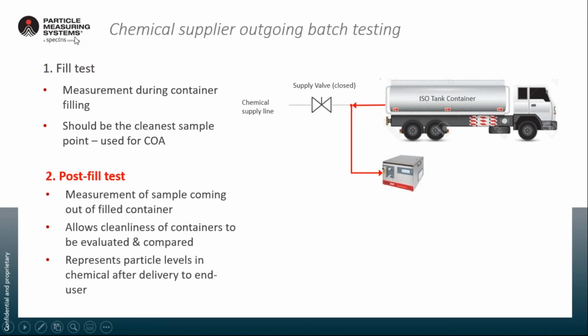Next is the post-fill test. This is performed after the fill test is complete. So the supply valve is shut off, and then a small sample of chemical is pumped back out of the shipping container and through the Chem 20 for the post-fill measurement. And this allows the cleanliness of different shipping containers to be evaluated and compared, and should also give a more representative measurement of what the particle concentration in the chemical batch will be when it arrives at the end user, or it may be tested again as part of their acceptance criteria. So this is good information to have.